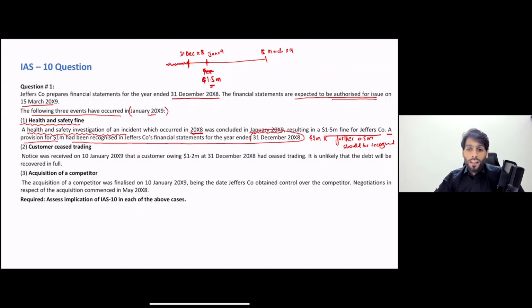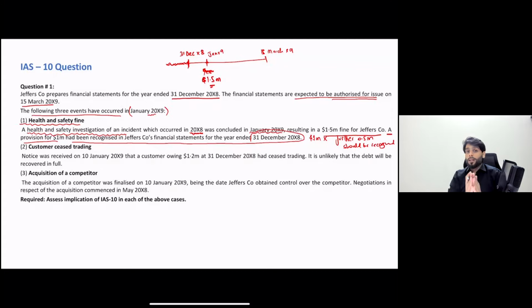All right. So now let us move on to the second case. Now we need to quickly wrap up this lecture because we cannot prolong it further. Let's go to scenario number 2. Now your customer ceased trading. We just heard about this sort of example previously, which is also mentioned in the accounting standard itself.